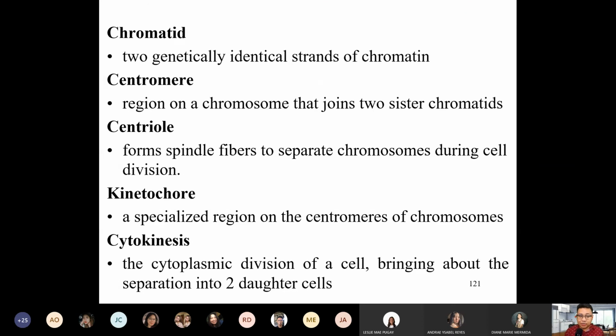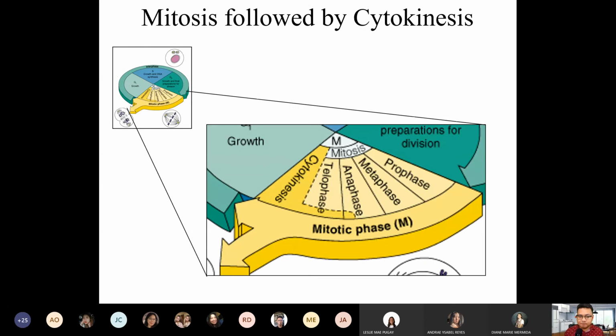So chromatids are two genetically identical strands of chromatin. A centromere is a region of the chromosome that joins two sister chromatids. A centriole forms the spindle fibers to separate chromosomes during cell division. Kinetochore is a specialized region of the centromeres of chromosomes, and cytokinesis is the process of division of the cell, bringing about the separation of two daughter cells.